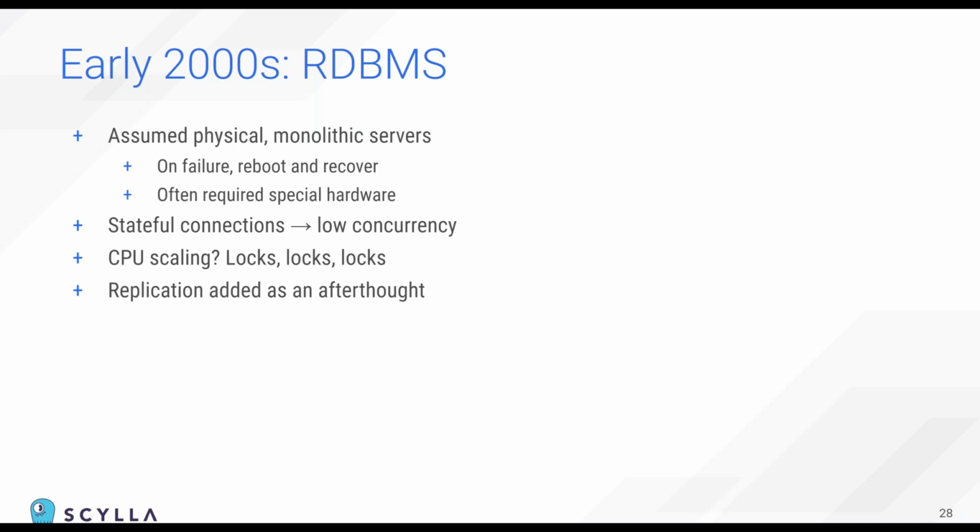And also, most databases require special hardware, which is again not really an option when we work in the cloud and you cannot dictate what hardware will be available. We talked about stateful connections and CPU scaling and all that stuff. And the really important thing to remember is that replication in the old databases was basically an afterthought. So it didn't support asynchronous replication very well, and of course it didn't support stuff like reordering. But the newer databases that we started seeing a few years ago already had some of that stuff.